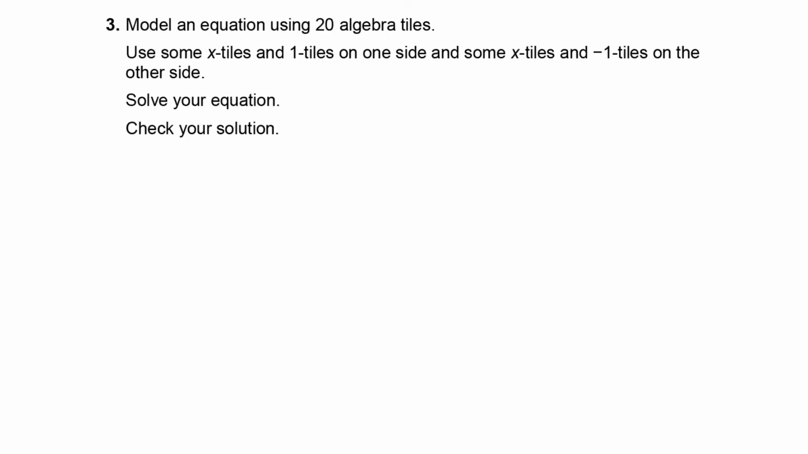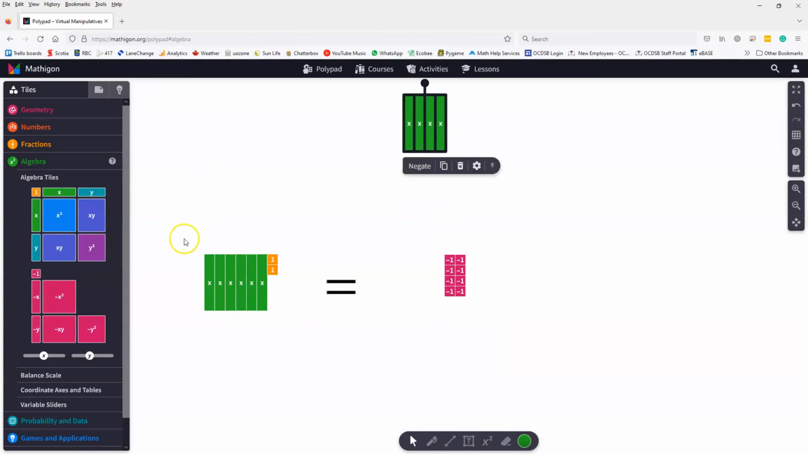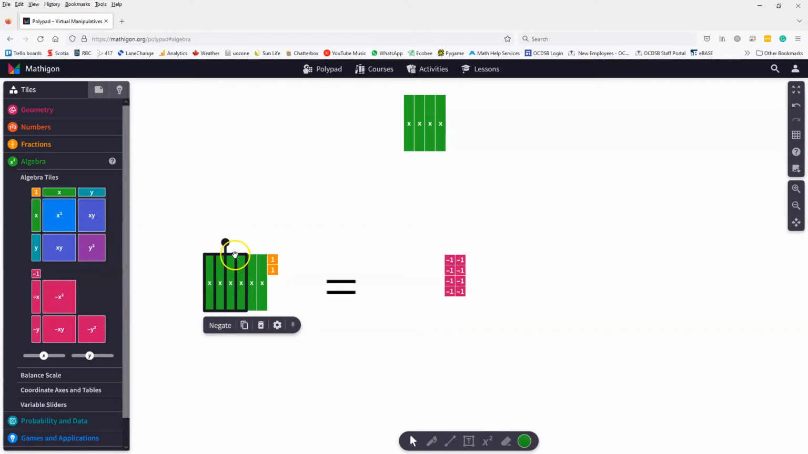So we go over to PolyPad again, and I've gone ahead and I've recreated a model here that uses 20 different components. You can see I've got 6 x's and 2 1's, and on the other side of the equation, I've got 4 x's and 8 1's. I'm going to start my process by canceling like I've done previously. So I can go ahead and move those 4 out of the way, as long as I match them up with 4 from the other side.